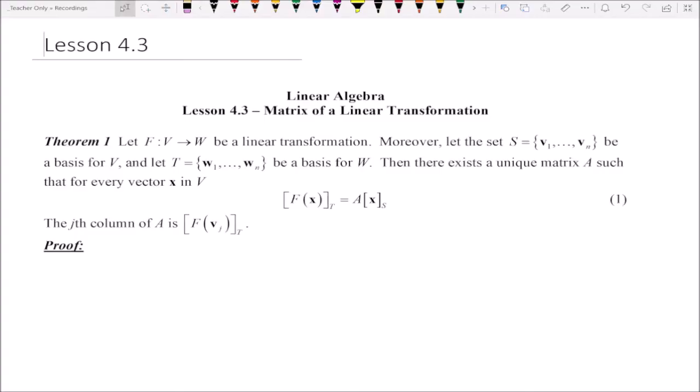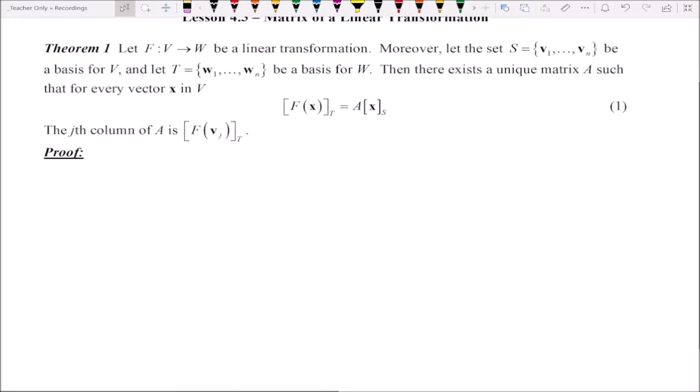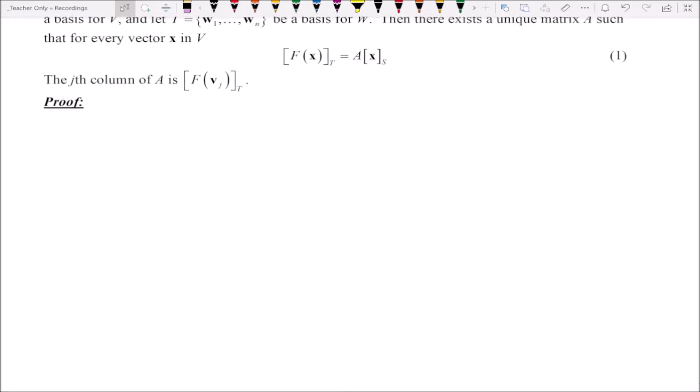Let f from V into W be a linear transformation. Moreover, let the set S be a basis for V and the set T be a basis for W. Then there exists a unique matrix A such that for every vector x in V, the coordinate vector of f of x with respect to T is equal to A times the coordinate vector of x with respect to S. And we're going to see that the jth column of this matrix A is the coordinate vector of f of v sub j with respect to T.